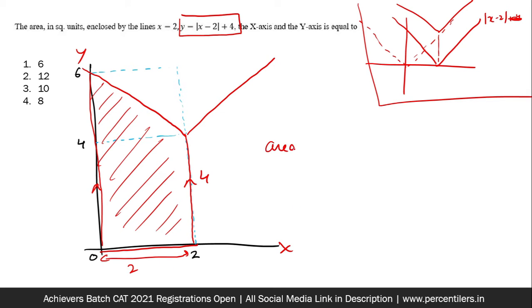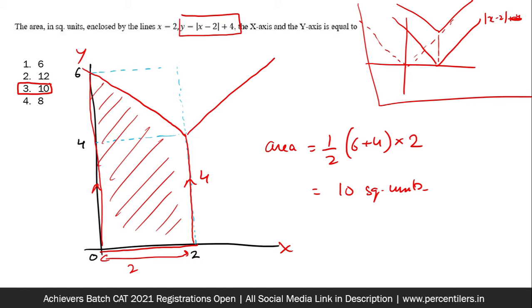The required area, which is also the answer, is half into sum of the parallel sides into distance between the parallel sides. So the answer becomes 10 square units, and it is going to be the third option. So finding out the area of the trapezium was a very easy, simple clerical job. The main important point was to know how to make a graph of a mod x plus or minus k function.